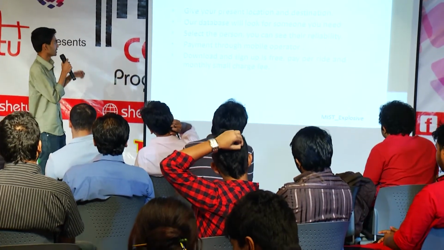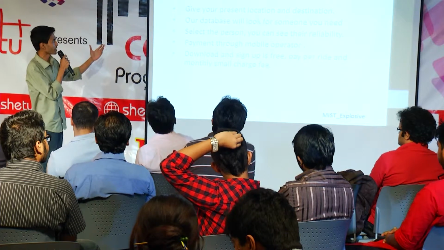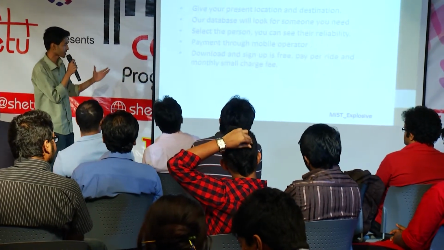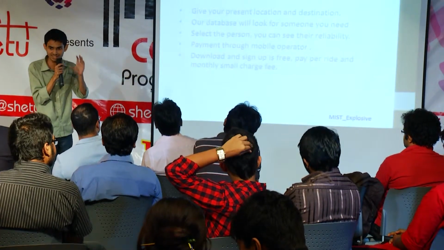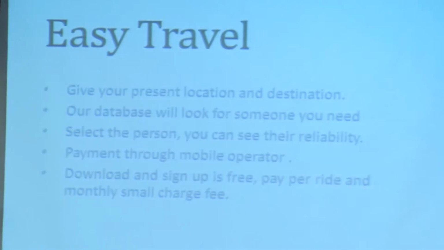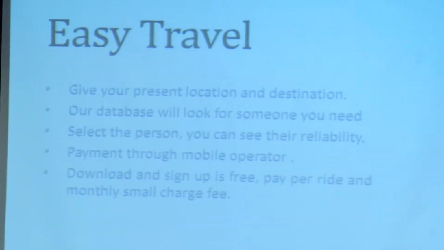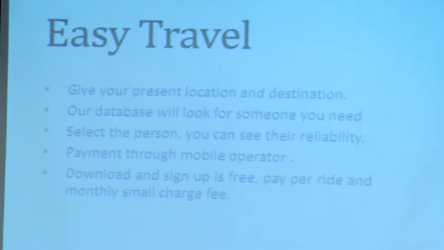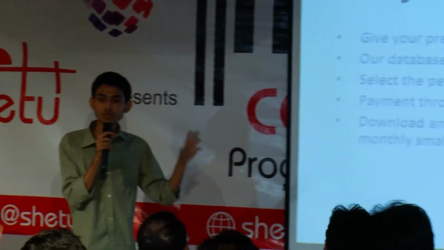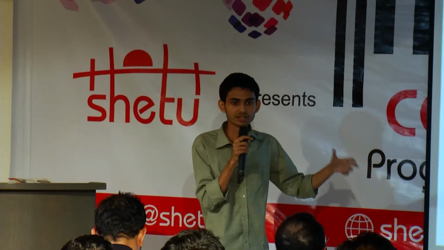If we go into the detail of how we do it, you give your present location and destination. Our database will look for someone you need. Select that person. You can see their reliability by star, their feedbacks, and payment through mobile operator. If you use the Android app version, then you will pay through mobile operator. Download and sign up will be free, but you have to pay per ride. Just like if the payment is 50 taka, you have to pay that to the driver. The payment can be by Visa or mobile operator, and 2 taka will be for the transaction to our app.